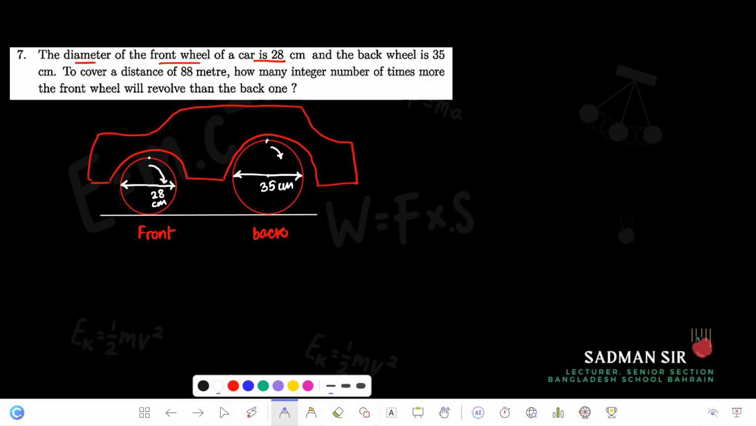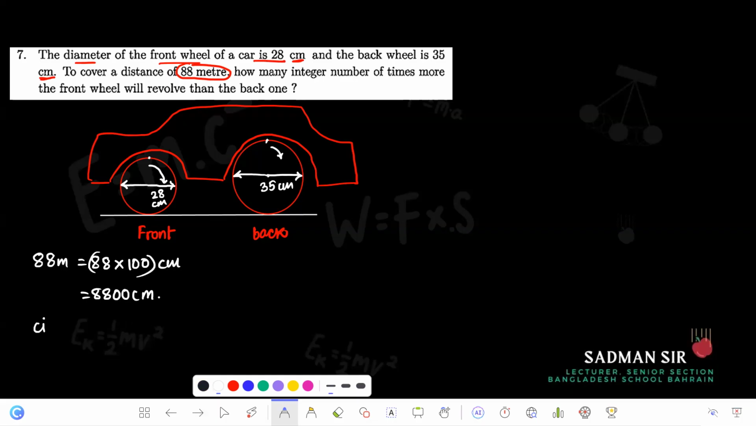Now to cover a distance of 88 meters, how much? 88 meters. See, the diameters are given in centimeters, right? But the distance is given in meters. So this meter has to be converted into centimeters. Let us do that first. 88 meters is equal to 88 into 100 centimeters. So it will be 8800 centimeters.